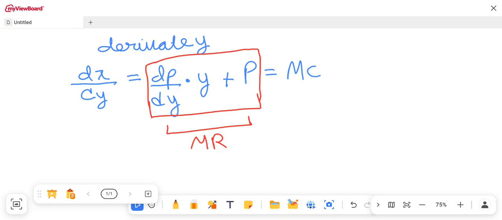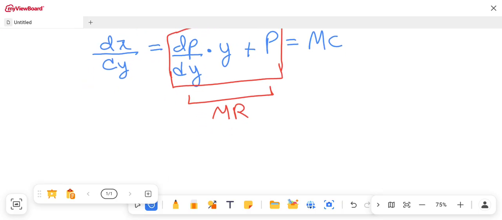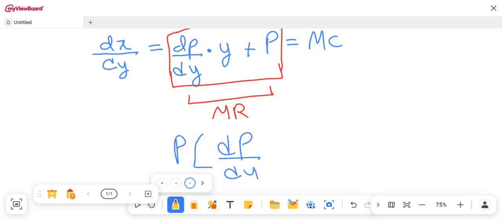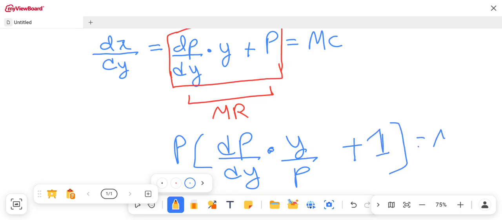We will take P as common. When we take P as common, what we get? We get dP by dy dot y upon P plus 1 equals to marginal cost.